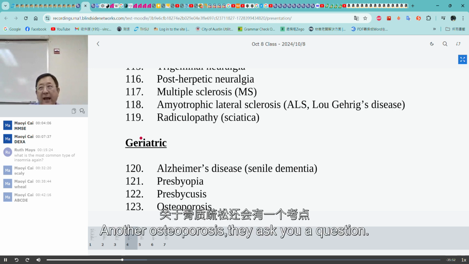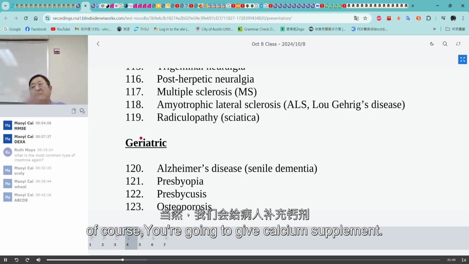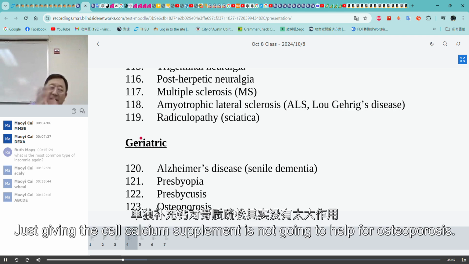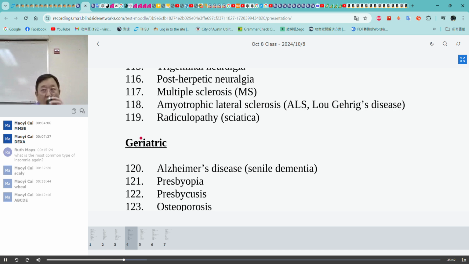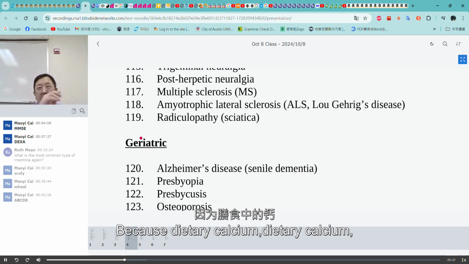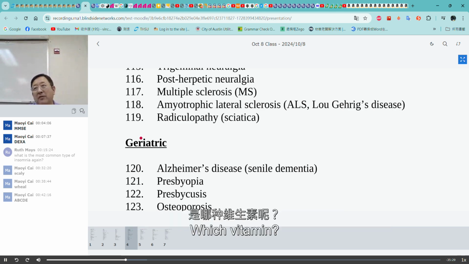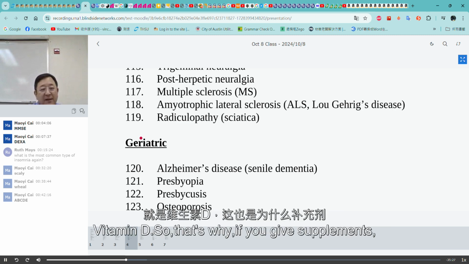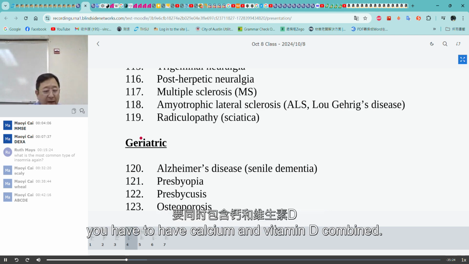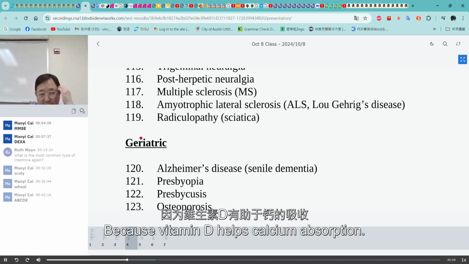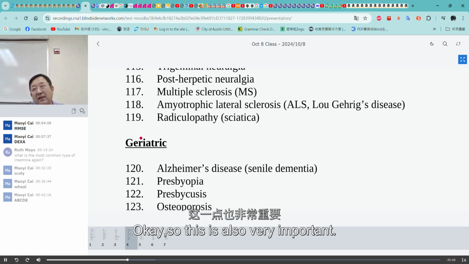Another osteoporosis question they ask is, well, of course, you're going to give a calcium supplement. Why is just giving calcium supplement not going to help osteoporosis? Why? Because dietary calcium will not be easily absorbed without the presence of a vitamin. Which vitamin? Vitamin D. So that's why if you give a supplement, you have to have calcium and vitamin D combined, because vitamin D helps calcium absorption. Okay, so this is also very important.